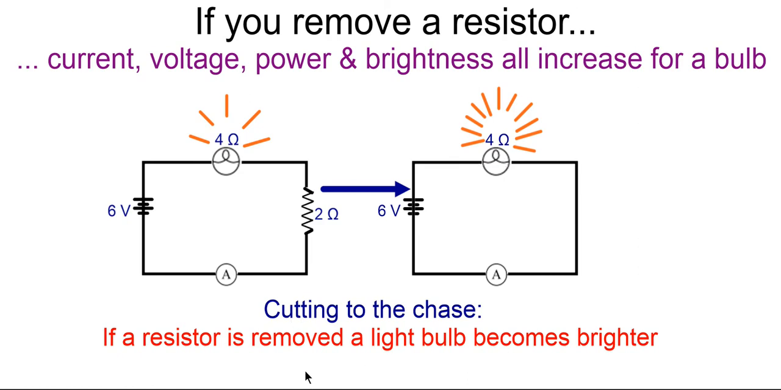Cutting to the chase, finally. If a resistor is removed, a light bulb becomes brighter.